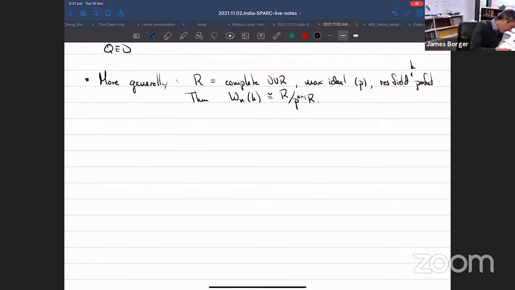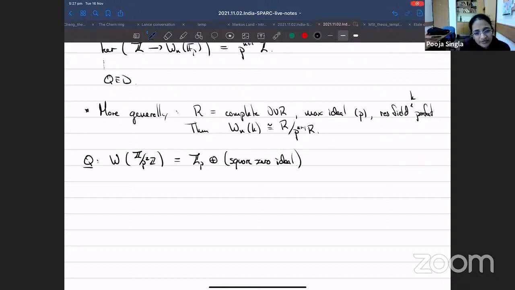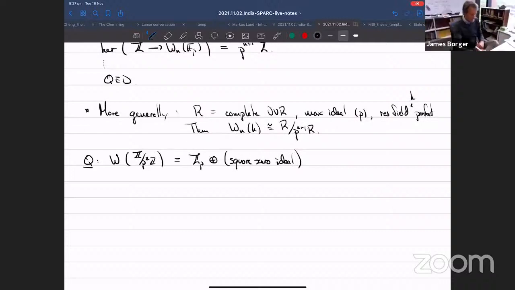Okay, so wait, hold on. Let me make sure. So your question is, you take the Witt vectors of Z mod P squared Z. This will be Z_p direct sum a big square zero ideal. So M is a module, and then M becomes a square zero ideal.